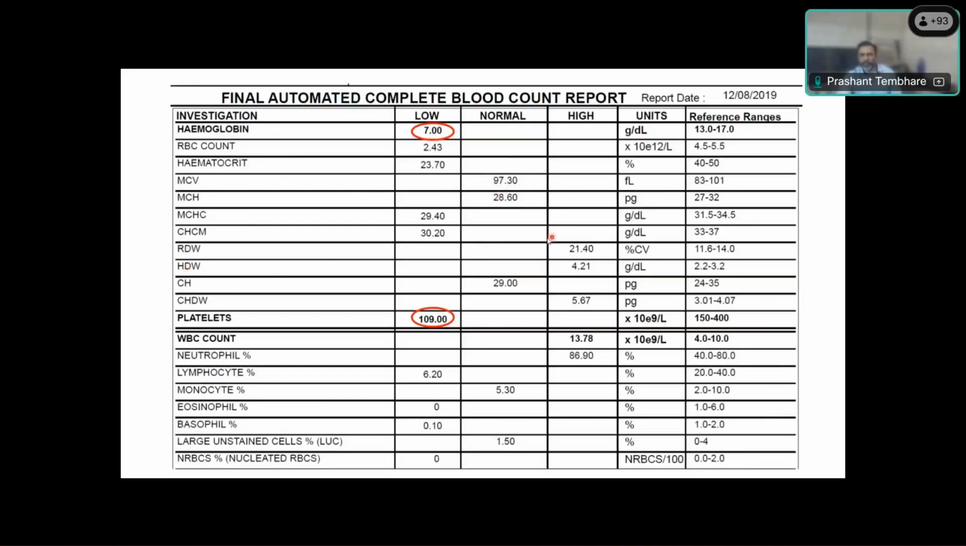RDW you can see is higher, and the platelet count is also low. The platelet count is 1,09,000. The WBC count is on the higher side, approximately 14,000. So this was the CBC finding.